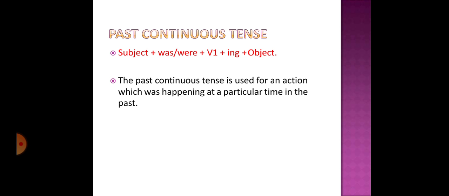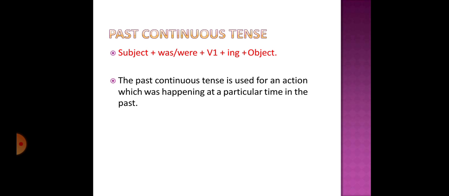which means it was happening in the past. If I give you one example, Sita was cooking food. She was cooking food. Cooking means she was doing that work at that time. So that comes under past continuous.